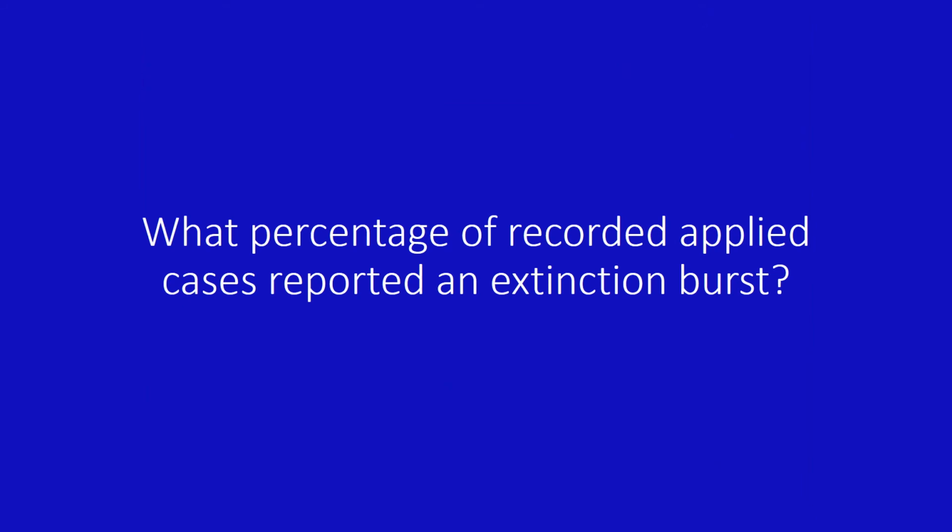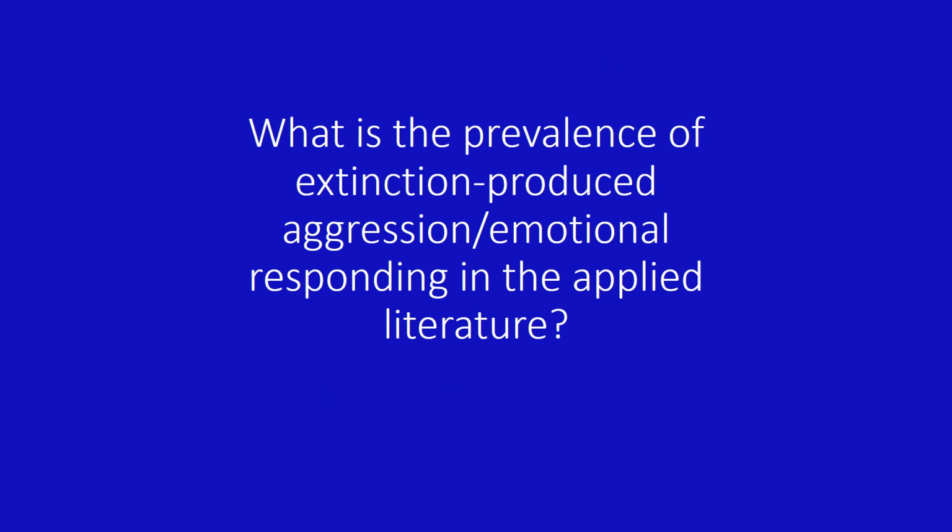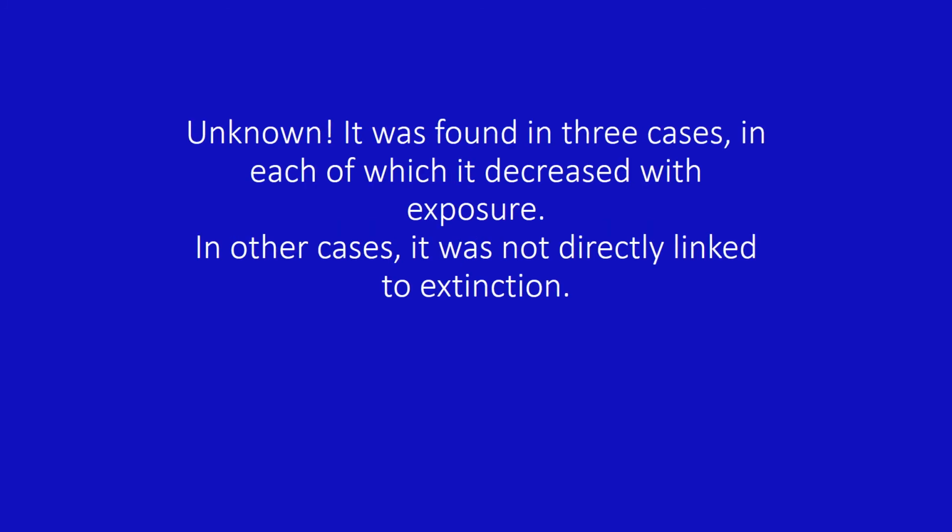What percentage of recorded applied cases reported an extinction burst? Only 24% of cases included mention of an extinction burst. What is the prevalence of extinction-produced aggression or emotional responding in the applied literature? This is unknown. It was found in 3 cases, in each of which it decreased with exposure to extinction. In other cases, while it did occur, it was not directly linked to the implementation of extinction.